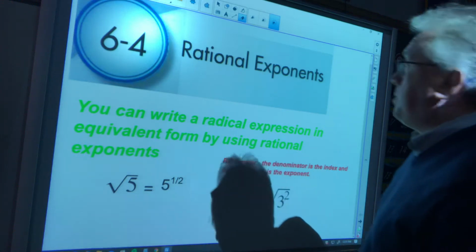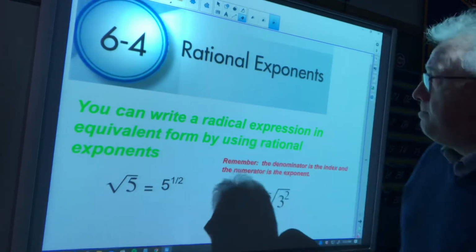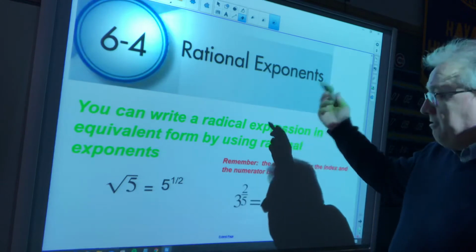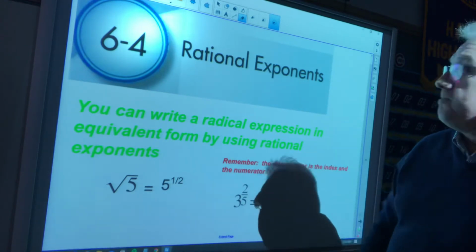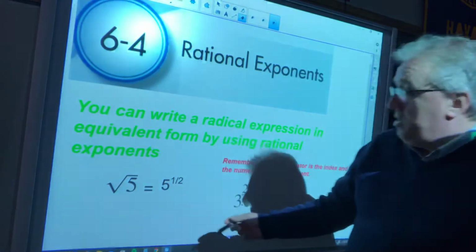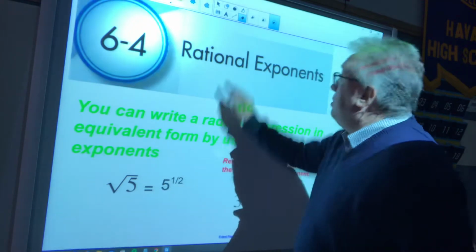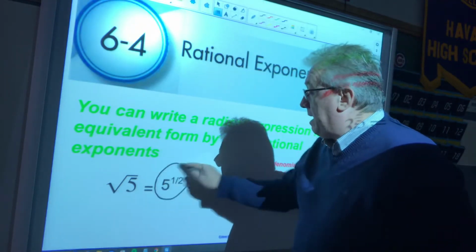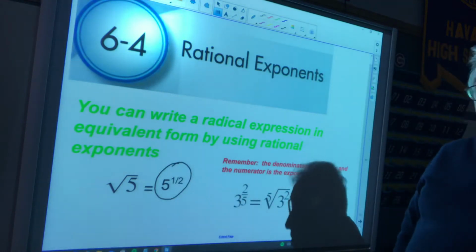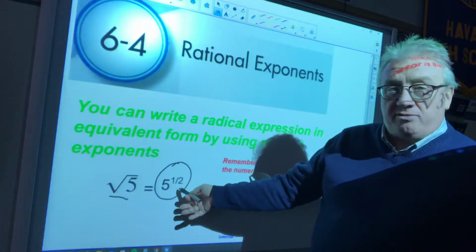All right, today we're going to talk about rational exponents. Now, a rational exponent is just an exponent that is a fraction. So, if we look down here at this example, the square root of 5 can be written as 5 to the 1/2 power. So we've gone from a radical form to an exponential form.